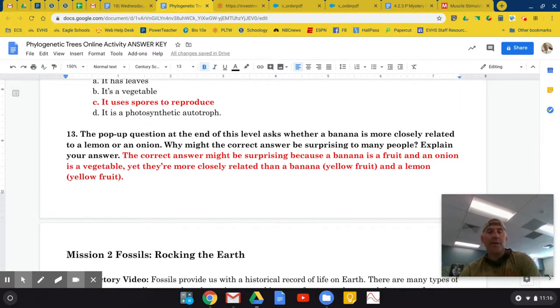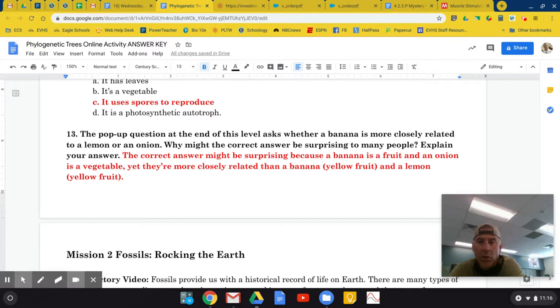The pop-up question at the end of this level asks whether a banana is more closely related to a lemon or an onion. And based on the work that you did to create that tree, you saw that the banana was more closely related to the onion. Well, probably nothing shocking, but at the same point, it might be sort of surprising because a banana is a fruit and an onion is a vegetable.